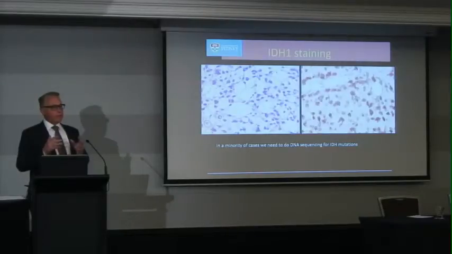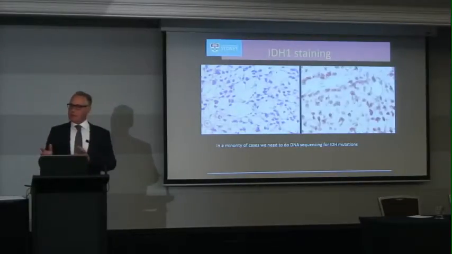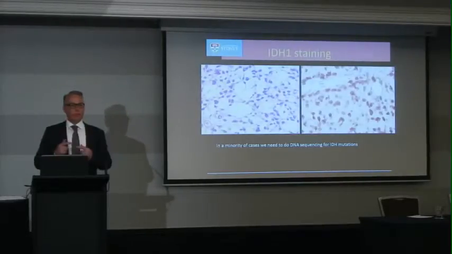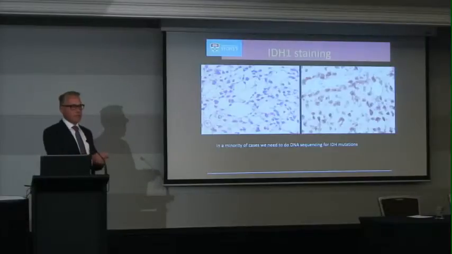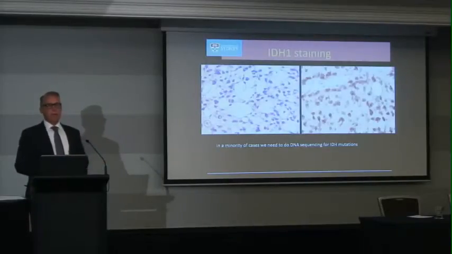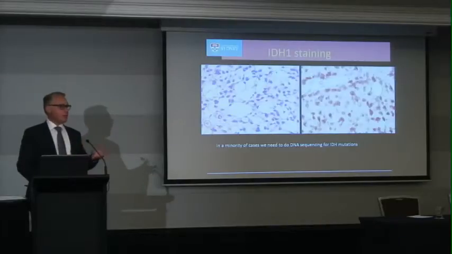Now the stain works for about 85% of cases, but there are about 15% of cases where there's a slightly different mutation and that stain does not work. So in those cases, we do then have to go down the DNA sequencing pathway, in which case that IDH mutation status might take a few extra weeks after the formal pathology report. But generally that's in the report saying we're doing sequencing and we'll issue another report.